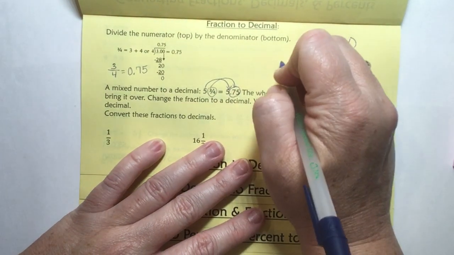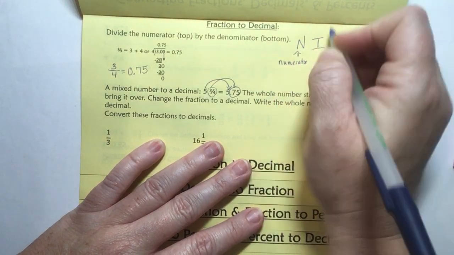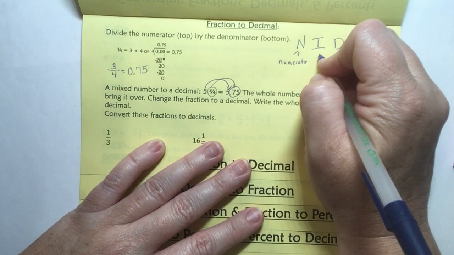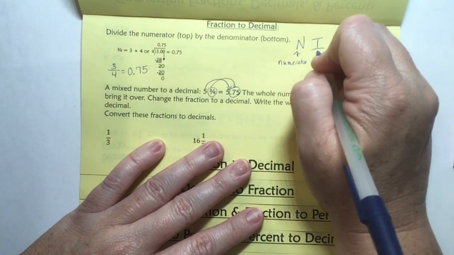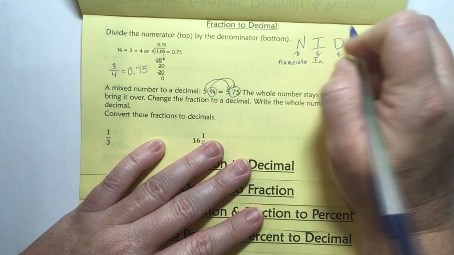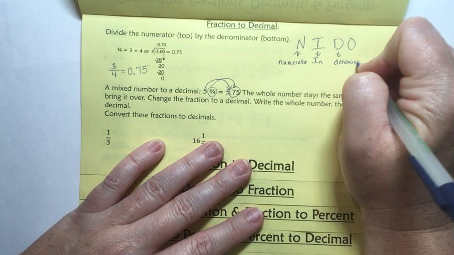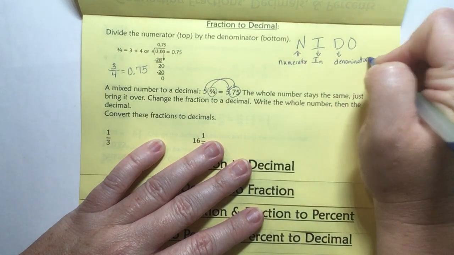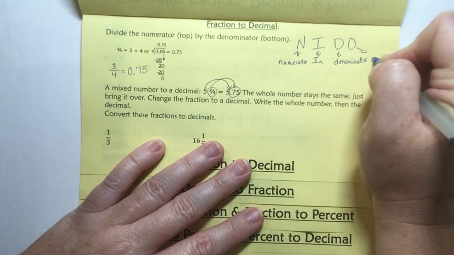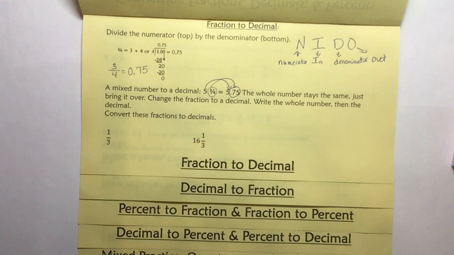Okay, so the N is the numerator. Oh, I probably should have made the arrow go the other way. That's okay. Numerator in, and then denominator out. Okay, so that can help you remember. Just a neat little thing to help you remember that the numerator always goes inside, no matter what.